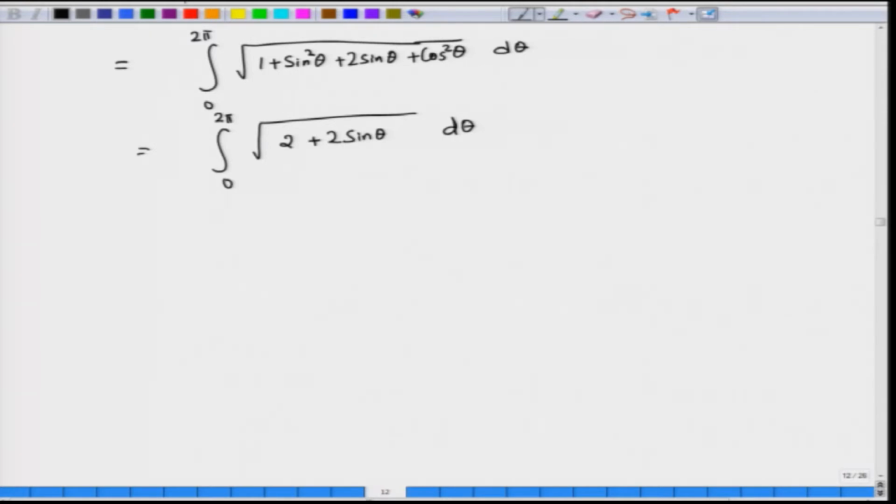So, you can take the square root of 2 out, then the integral from 0 to 2 pi of the square root of 1 plus sin theta d theta. And you can compute this integral by various methods that we know. Once you compute that, you get the length of the curve of the cardioid.